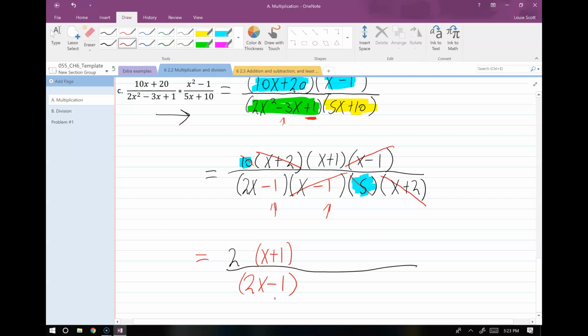But we can go further. No, we cannot. You might have been tempted to cancel these, but no, you can't. I was tempted to do 2x plus 2. You were thinking distribute back in and then cancel some stuff out.